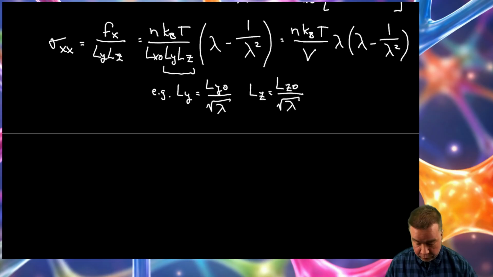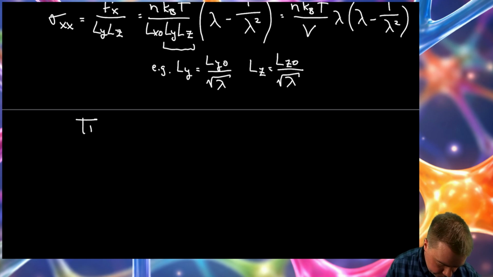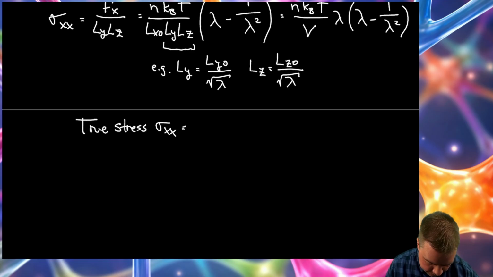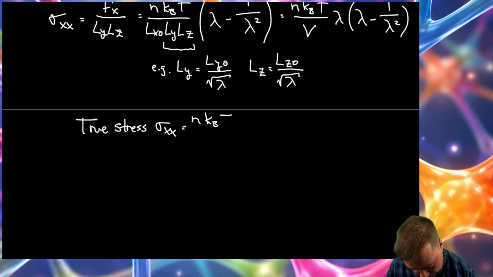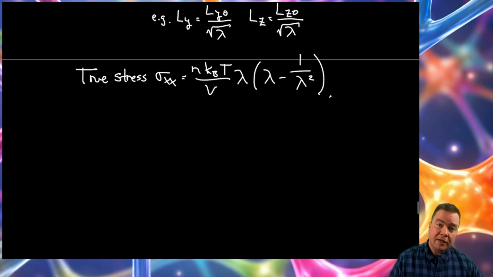And again, V is just Lx0, Ly0, Lz0, right? And that's the same before and after the deformation. And so this is the true stress. Okay, so the true normal stress in the x direction is going to be n kBT divided by volume times lambda minus 1 over lambda squared.